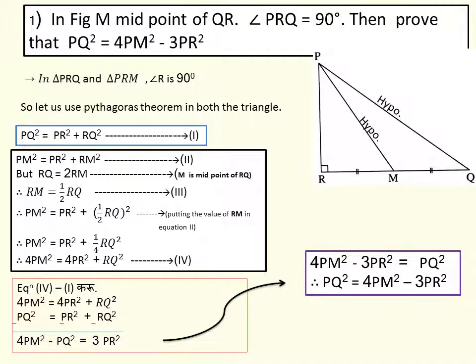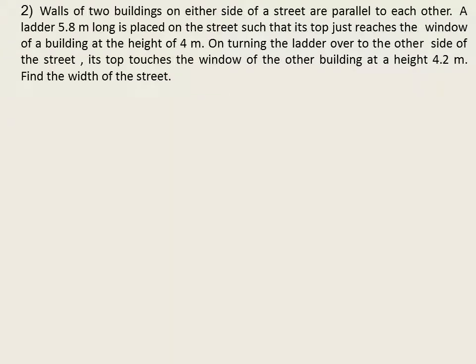Now let us take another example. In this example, two walls of two buildings on either side of street are parallel to each other. A ladder of length 5.8 meter is placed on the street such that its top just reaches the window of a building at the height of 4 meter. On turning the ladder over to the other side of the street, its top touches the window of the other building at a height of 4.2 meter. Find the width of the street.